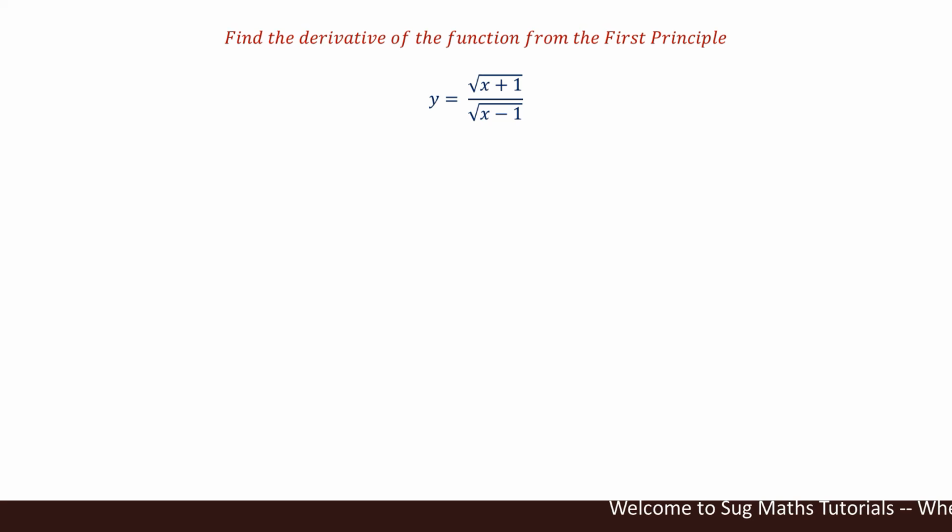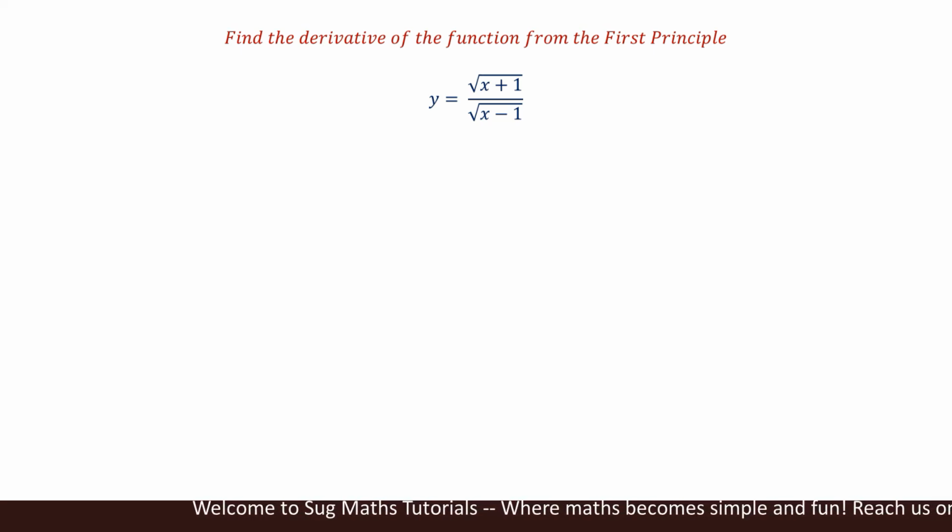Today, let's talk about derivatives from the first principle, okay? And let's take a look at this question. We are asked to find the derivative of this function from the first principle. That is, by definition, we are to find the derivative of this, right? Okay, now let's go. We have y is equal to square root of x plus 1 all over square root of x minus 1.